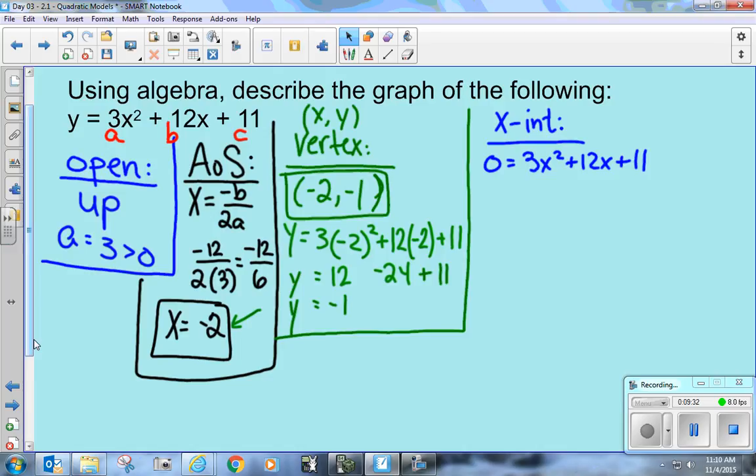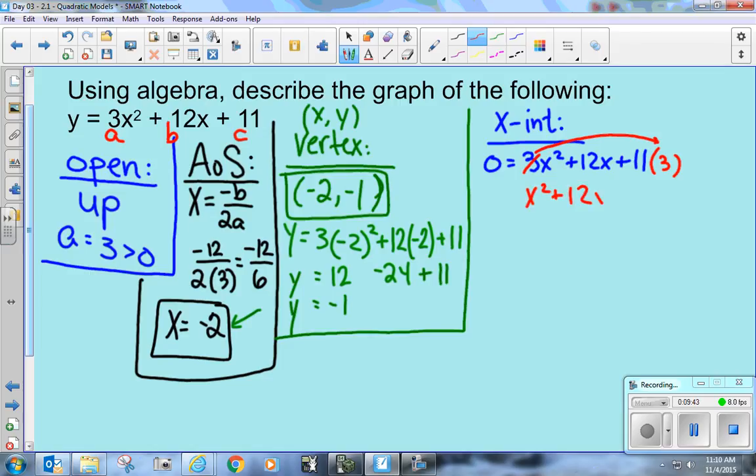If we were to try slip and slide, and don't write this yet, I will tell you when to write this. x squared plus 12x plus 33. Are there two numbers that multiply to be 33 that add to be 12? No, which means you cannot do slip and slide. If you cannot factor that, slip and slide is off the table. So you need to use the quadratic formula.